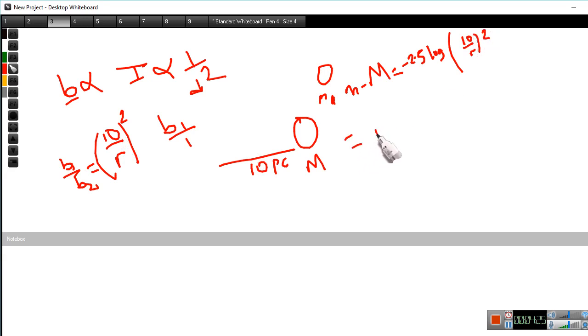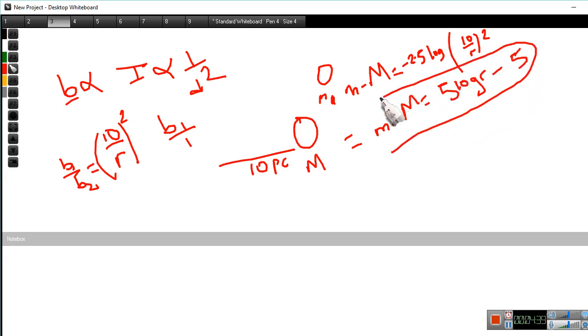If I solve this, I will get 5 log r minus 5. So this is the equation of the absolute magnitude. The square will go here and multiply, giving us 5. So that is 5 log 10 minus this, and this is how I can get the value.